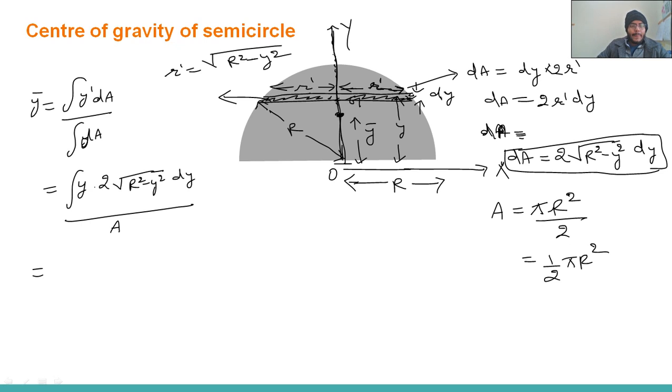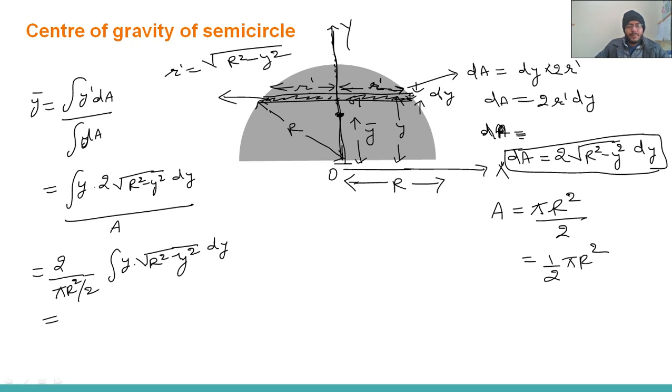Now, 2 is constant, so we'll take it outside. So 2 divided by the area, that is pi r square divided by 2. Now, integration of y root under r square minus y square into dy.